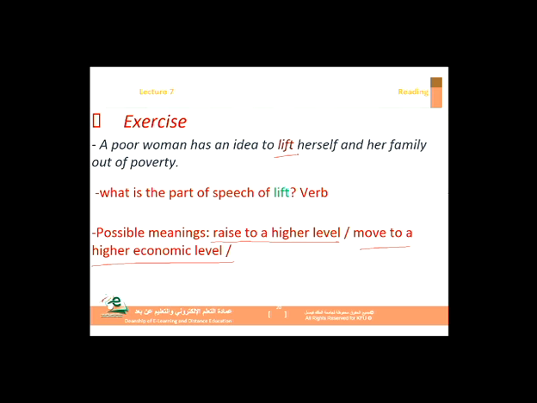So let's read it again. A poor woman has an idea to move herself and her family out of poverty. To move herself and her family out of poverty.